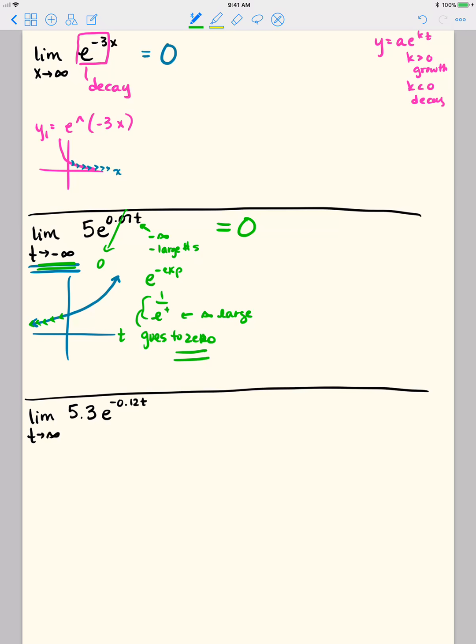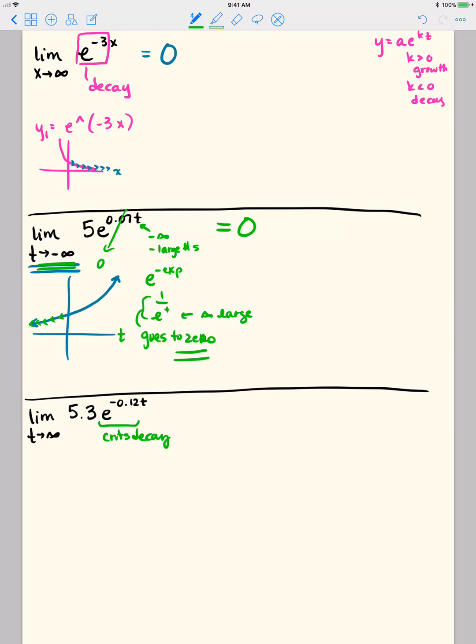Okay. This next one looks at the function 5.3 times e to the negative 0.12 to the t power. This is a continuous decay example. It's decaying at a continuous rate of 12%, initial value of 5.3.